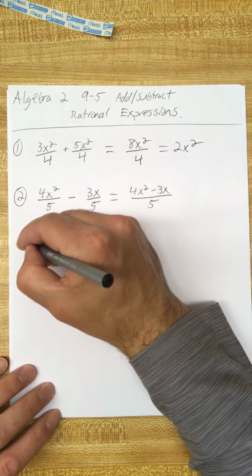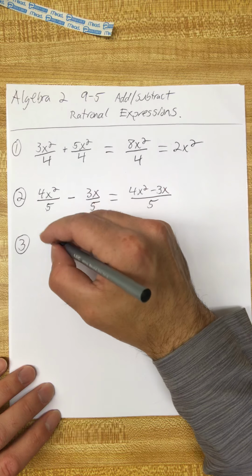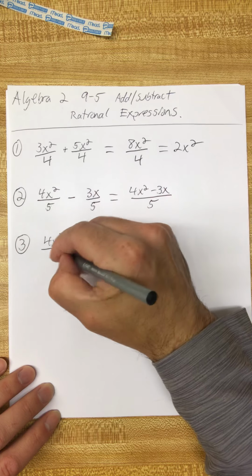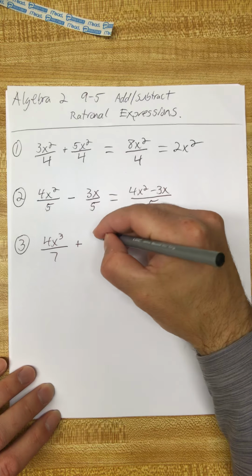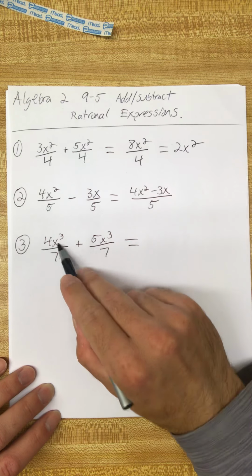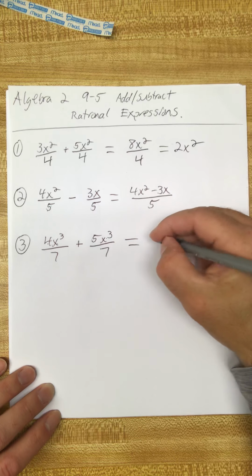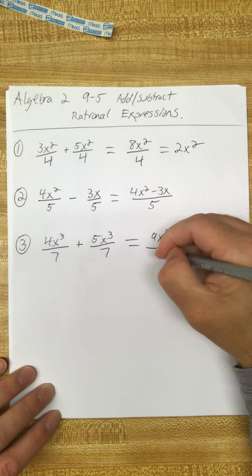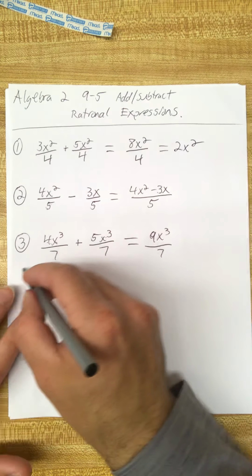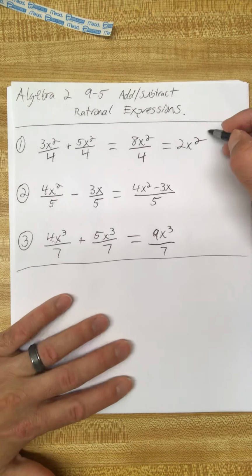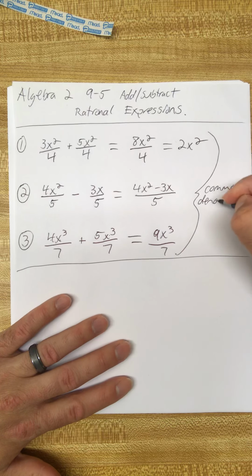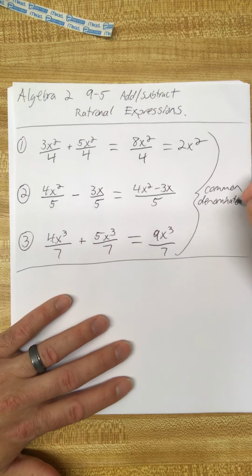All right. One more with another common denominator would be, let's go with like 4x to the third divided by 7 plus 5x to the third divided by 7. So again, they're both x to the thirds. 4 plus 5 is 9x to the third divided by 7. And I would just leave that improper fraction. Don't try and do anything. But again, all of these had common denominators right from the start. So I was making life pretty easy right there.